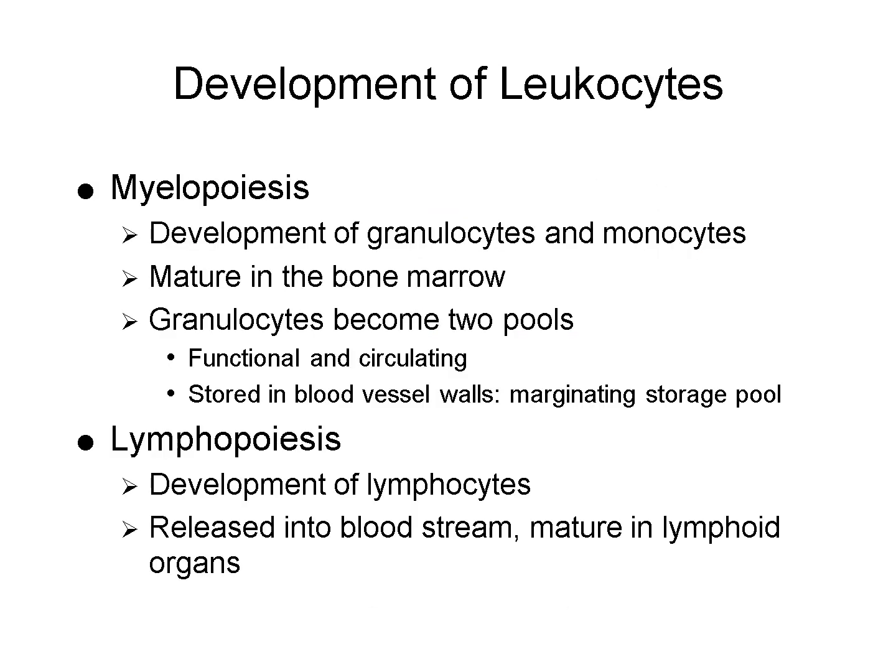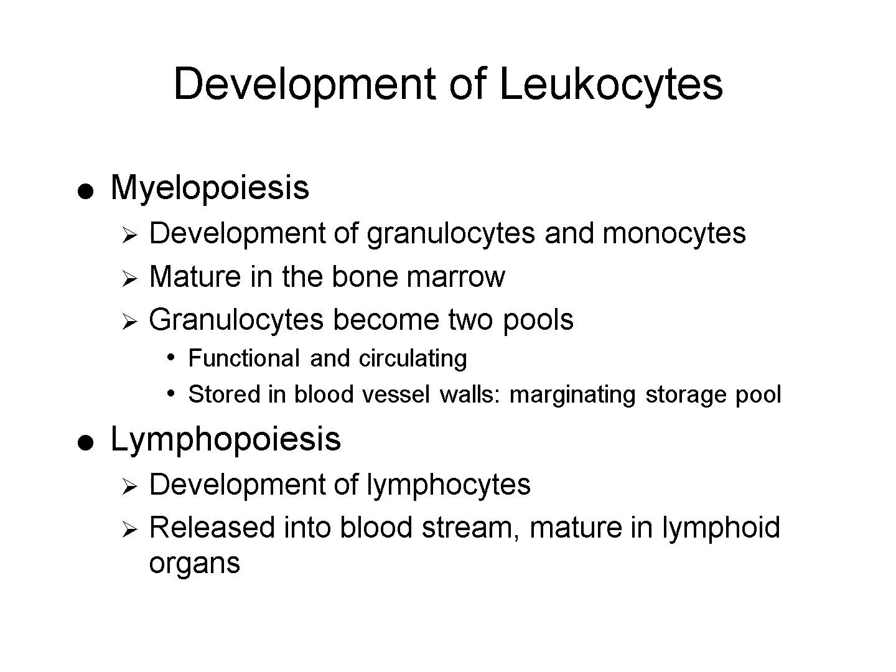Leukocytes, or white blood cells, develop through a process called myelopoiesis. Granulocytes and monocytes mature in the bone marrow. Granulocytes are divided into two pools, a circulating pool in the bloodstream and a marginating pool stored along the walls of blood vessels, ready for rapid deployment.